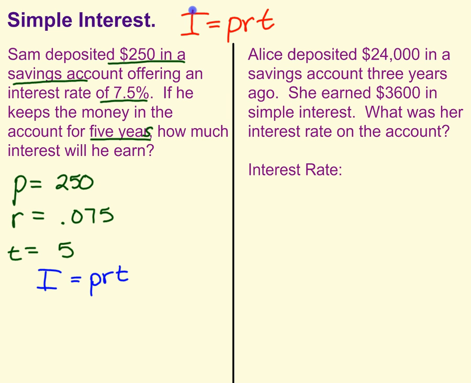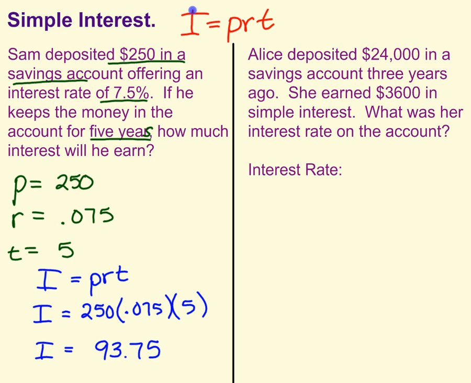We don't know the I, that's what they're asking, the interest, so that stays. The P we just said was 250 times our rate, 0.075, times our time, which is 5. And then you grab a calculator. These are definitely calculator problems. Being very careful, you can multiply those 3 together and you get 93.75. So we are talking dollars and cents.